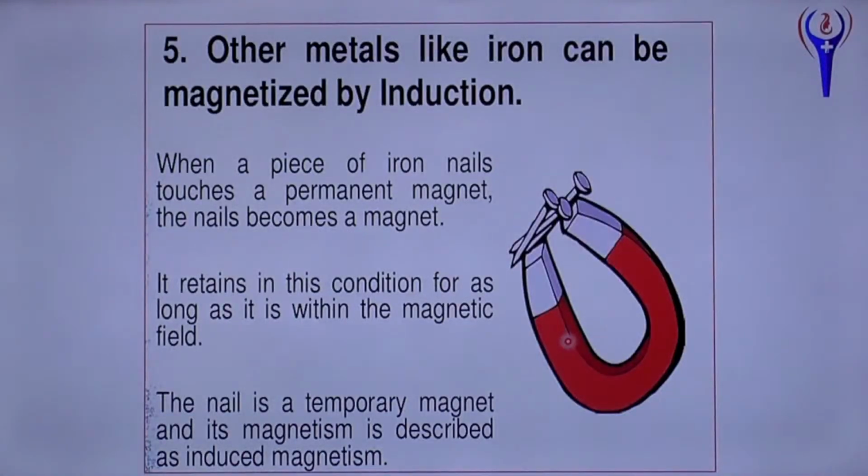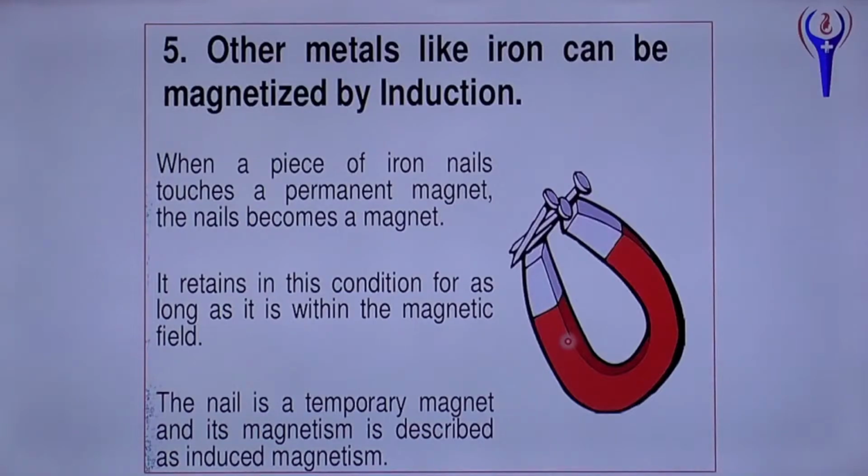Other metals like iron can be magnetized by induction. Induction means by giving some external influence, that is, by giving electric current. At the time of passing electric current only, it retains magnetism. And when we switch off the electric field, it will lose its magnetism immediately.